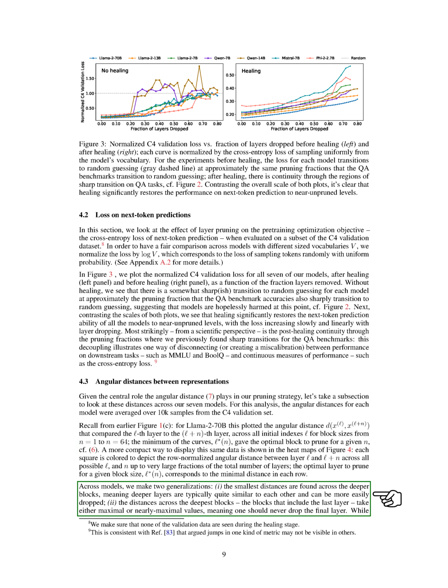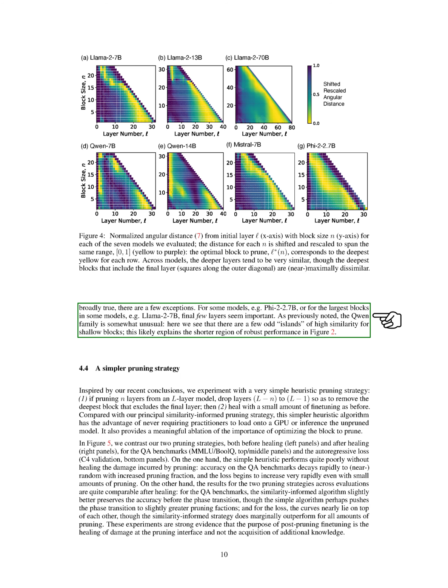Across the models, we observed 2 main patterns. Firstly, the smallest distances were found in deeper blocks, indicating that deeper layers are often very similar and can be pruned more easily. Secondly, the distances in the deepest blocks, which include the final layer, were either maximal or close to maximal, suggesting that the final layer should not be pruned. However, there were exceptions to these generalizations, such as in the Phi2-2.7b and Llama 2-7b models.